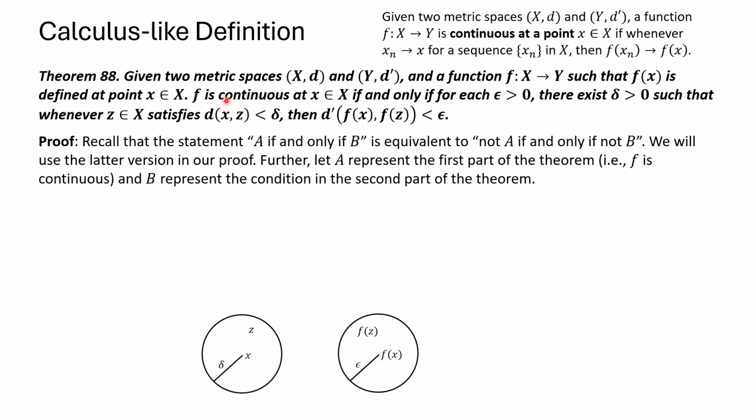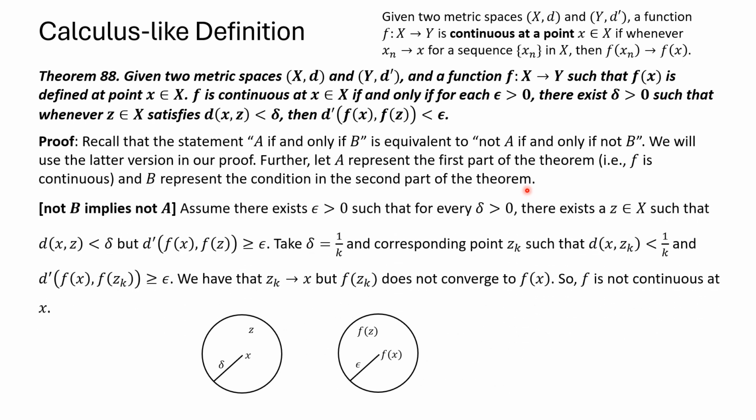So it's of the form A if and only if B, and what we're going to do is prove the equivalent statement, not A if and only if not B. So we'll let this first part be A and the second part be B, and we'll prove the negation basically. So let's start going in this direction here. In other words, not B implies A. So if this condition doesn't hold, then f is not continuous.